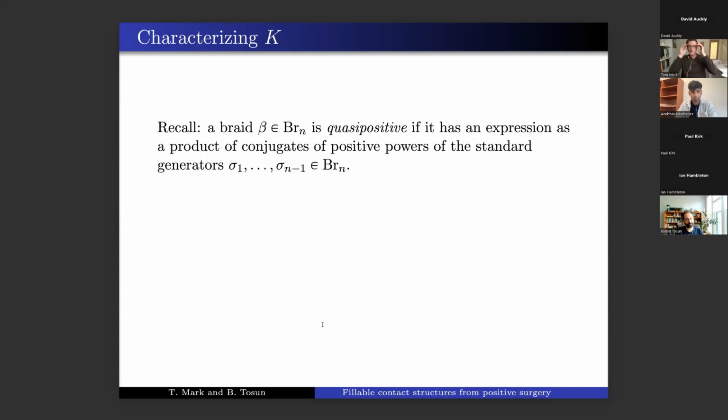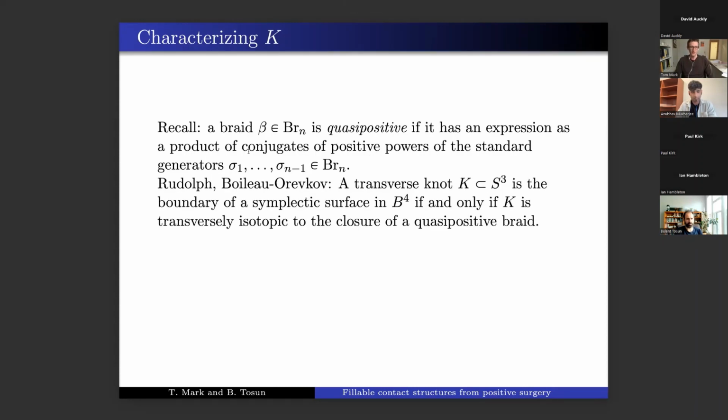You don't just have to play little games like this, one knot at a time. You can say what kind of knots you get here. So here's the official definition of quasi-positive. It's a definition for a braid. A braid is quasi-positive if you can write it as a product of conjugates of positive powers of the standard generators in the braid group.